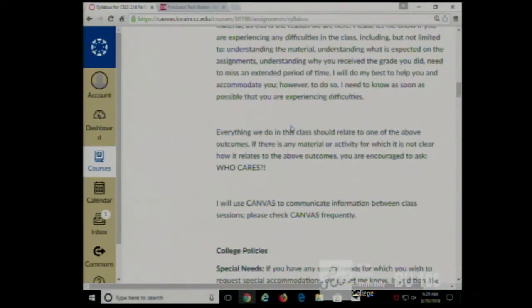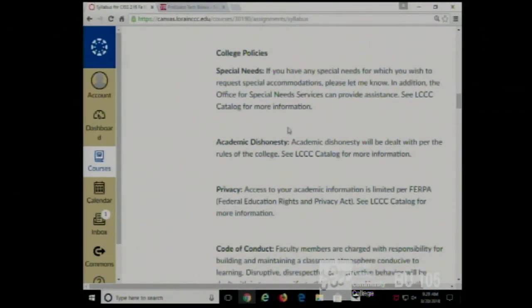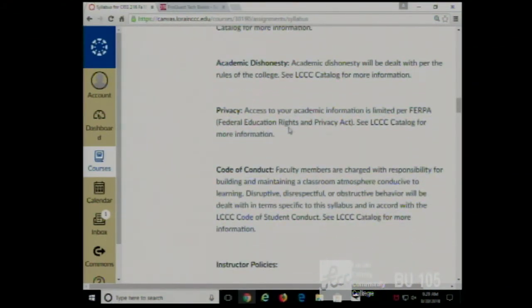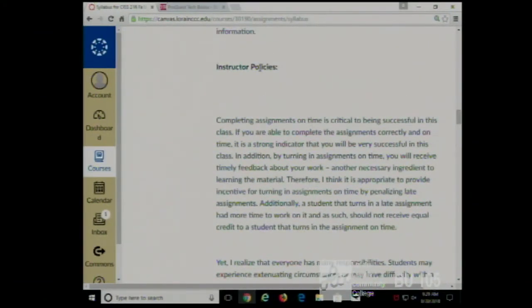Read this. I spent a lot of time writing it, so read it. There are a number of college policies that I'm not going to go over, but I mention them here and you can read more about them in the college catalog. Instructors' policies, and it's funny, maybe this is why I didn't become a writer, but I spent a lot of time writing this about late assignments. A lot of students got the idea that I'm very strict about late assignments. Actually, quite the opposite. Compared to most instructors on campus, I'm very lenient about late assignments.